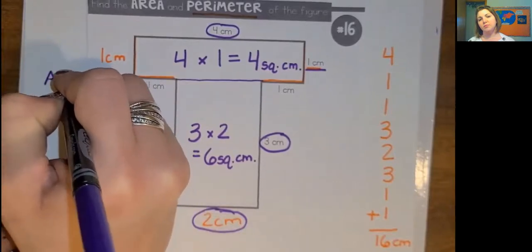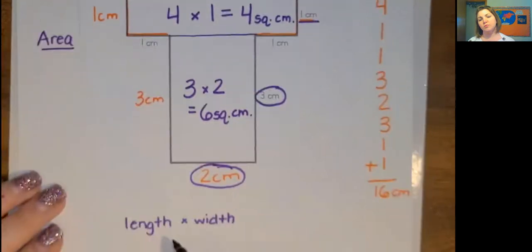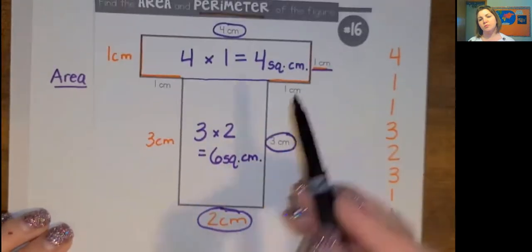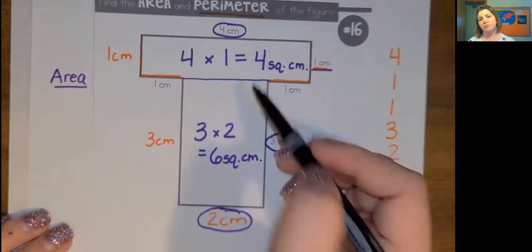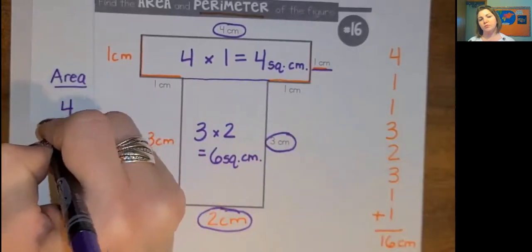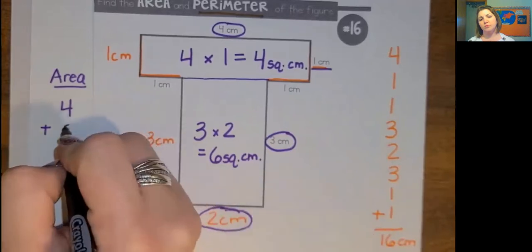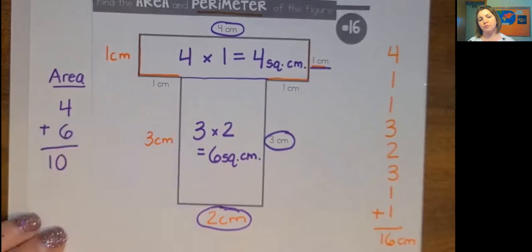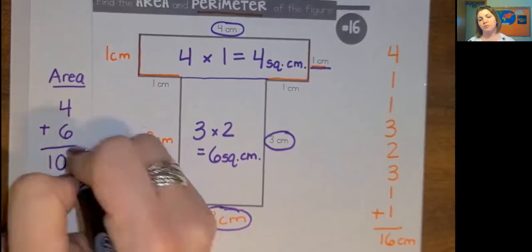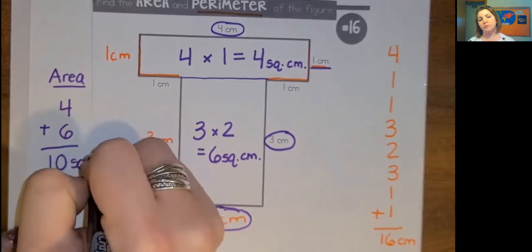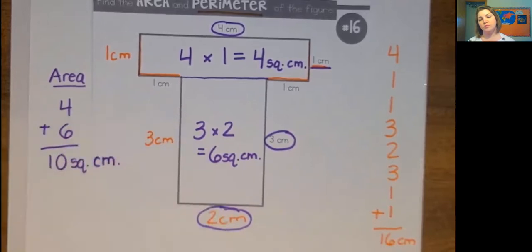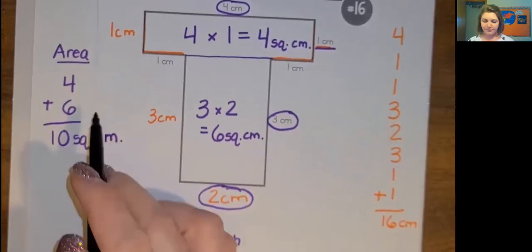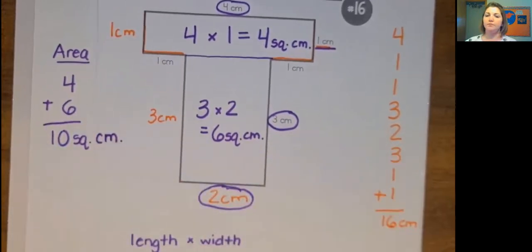So for the area of this figure, I multiplied my length times my width, and now I'm going to add the total area of this shape plus the total area of this shape. And 4 plus 6 equals 10. And we don't just measure it using centimeters, we measure it using square centimeters. So we just figured out the area and the perimeter of this whole figure. Way to go, guys. That's really impressive.